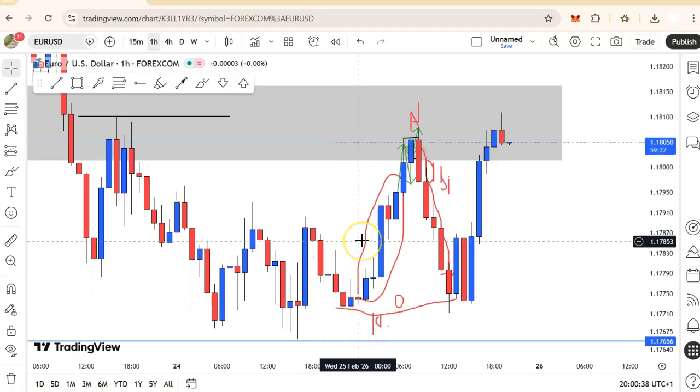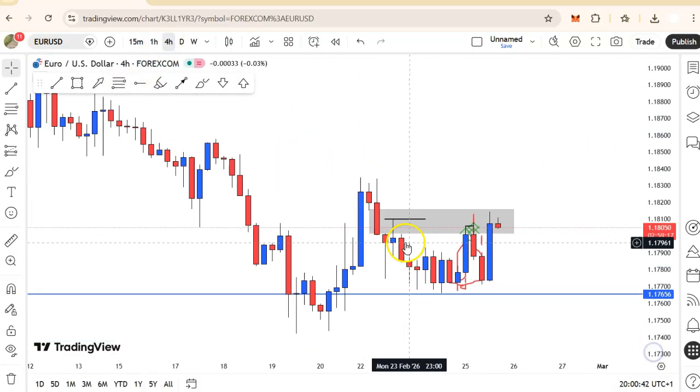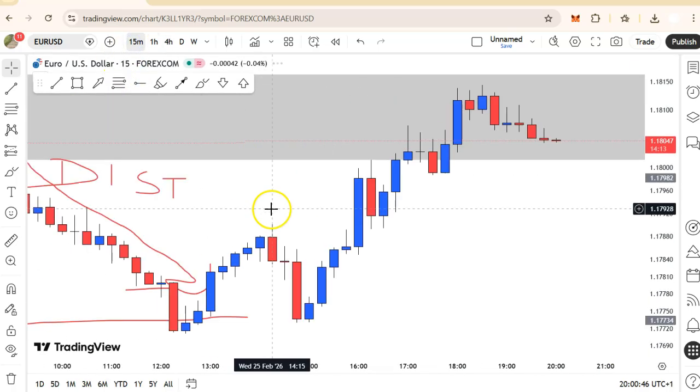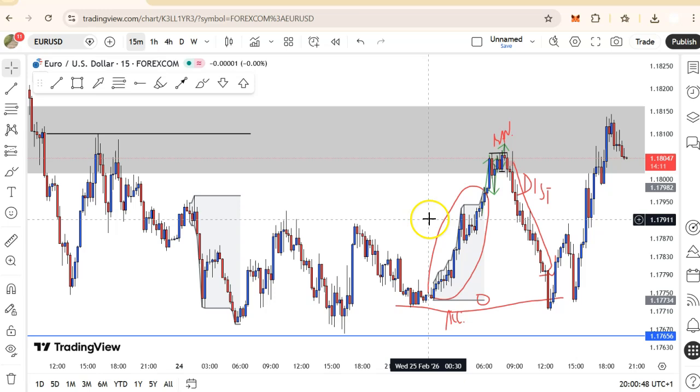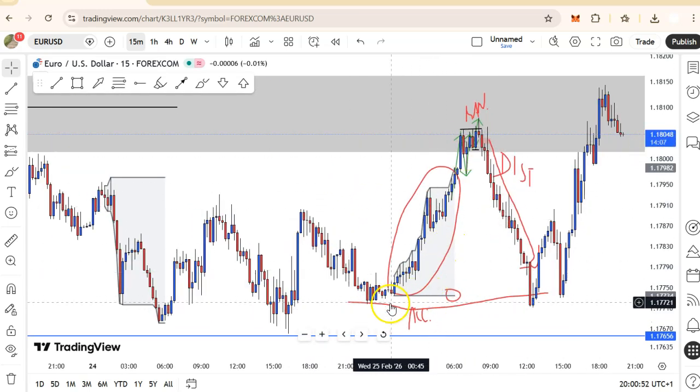So a beautifully nice trade, a textbook example of how to trade with the main structure trend direction, and then use this accumulation, manipulation, distribution to position yourself and to aim for those liquidity levels beneath it.